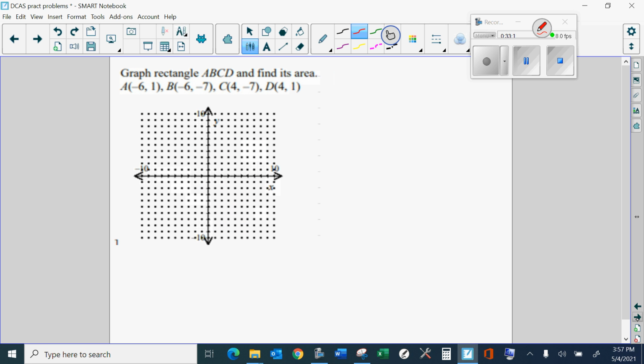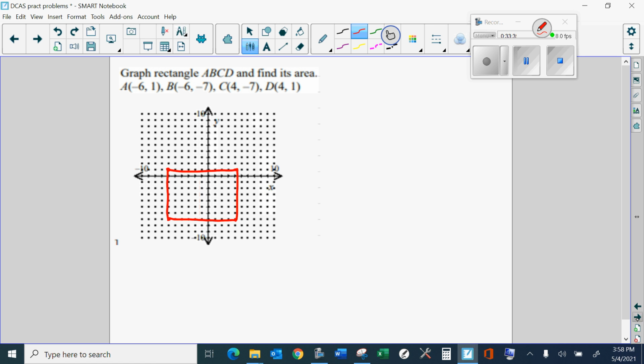All right, graph the rectangle and find its area. -6, 1. -6, -7, I meant. 4, -7, and 4, 1. Oops, that's 3, 1, 4, 1. Okay, so that should be nice and easy. I can't believe they give you that one that easy.